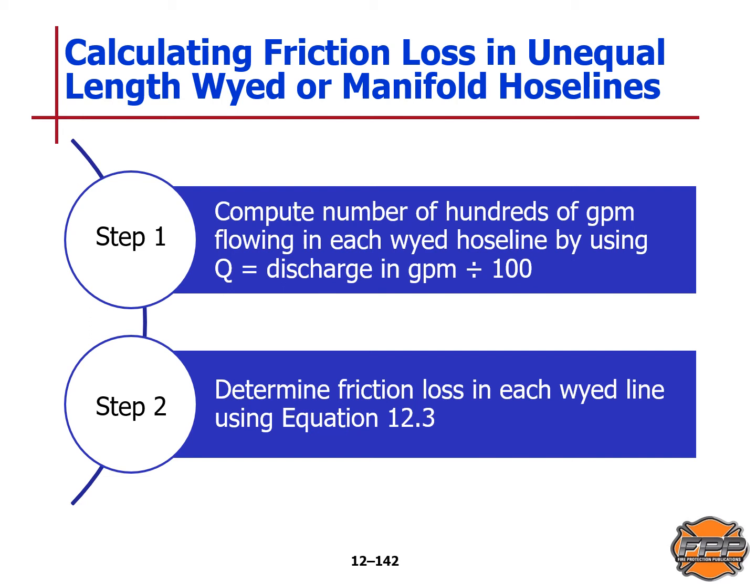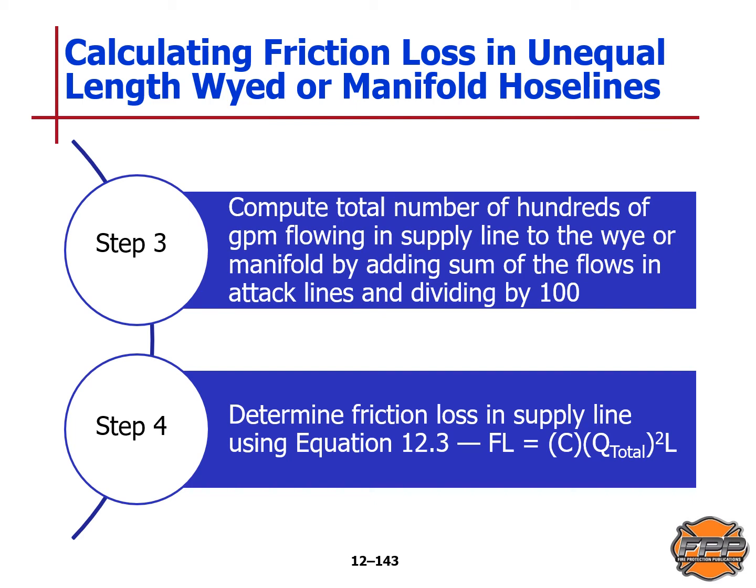To calculate friction loss in an unequal length wye or manifold hose line, for step 1, you must compute the number of hundreds of gallons per minute flowing in each wye hose line by using Q, which is discharge in gallons per minute, divided by 100. Step 2 is to determine friction loss in each wye line using equation 12.3. Step 3 is to compute total number of hundreds of gallons flowing in the supply line to the Y or the manifold by adding the sum of the flows in the attack lines and then dividing by 100.